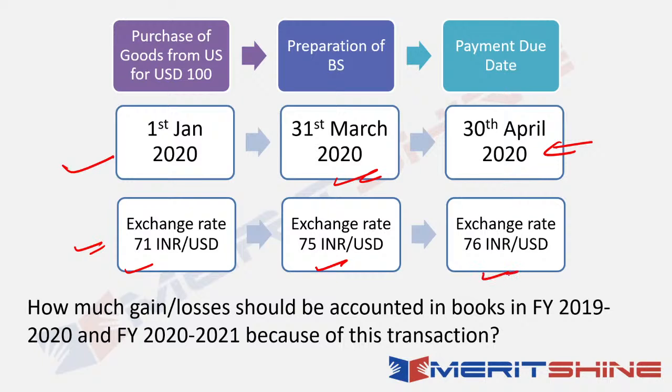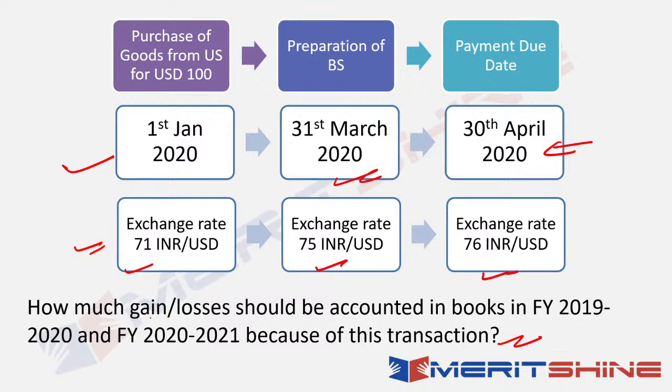So how will your books of accounts fluctuate? On the day of your first transaction, when you actually received that bill, how do you record it in your journal? On the day of preparation of balance sheet, 31st March, how does it happen? On due date, what happens? If you are able to understand the complete cycle, it's wonderful.